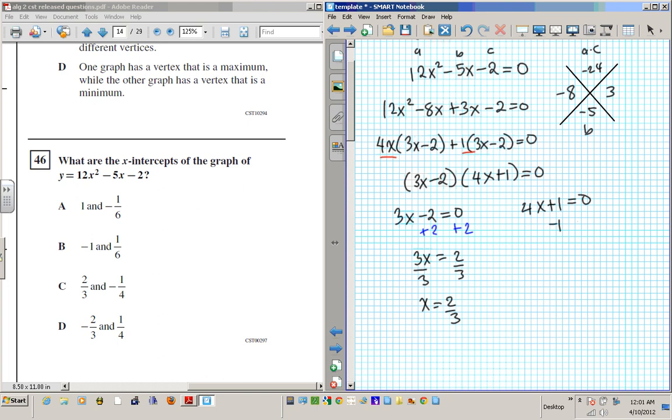Okay, so I subtract 1. I have 4x equals negative 1. Divide by 4. X equals negative 1/4. So there go your x-intercepts, 2/3 and negative 1/4. So your final answer is C. Okay? Alright. Let's move along to question number 47.